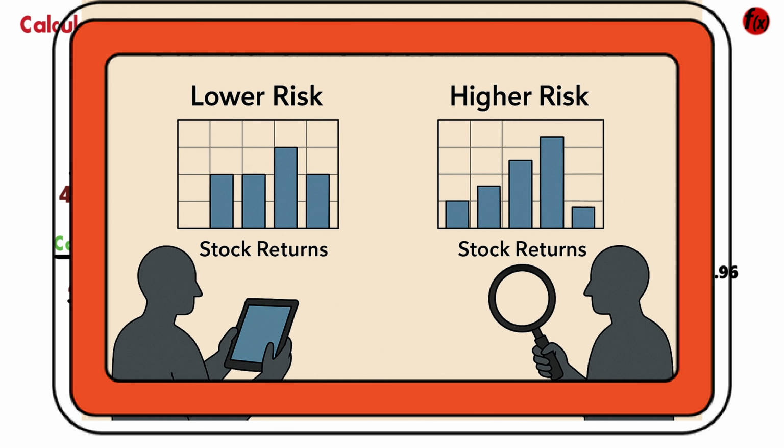Conversely, a stock with a low standard deviation indicates more stable returns, suggesting lower risk. Investors often use this information to make informed decisions about which stocks to include in their portfolios based on their risk tolerance.